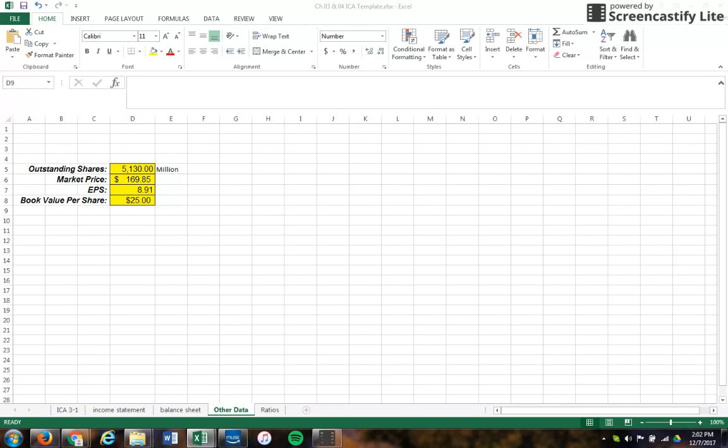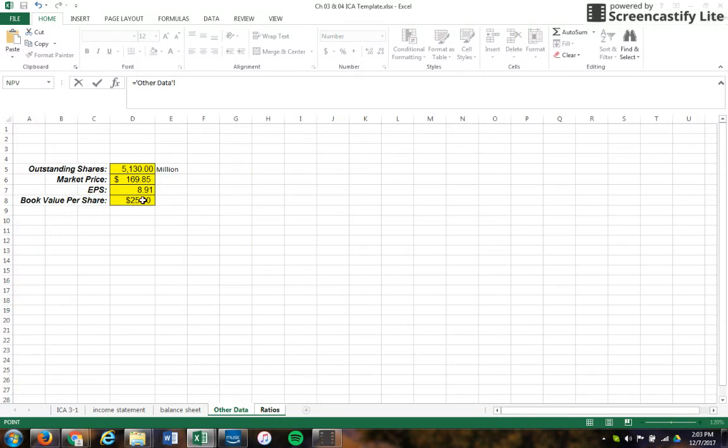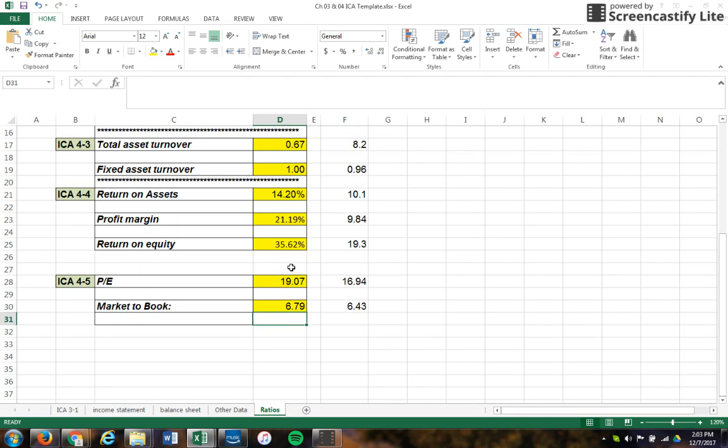Now that we have that, we can calculate the market to book ratio, which is the market price compared to the book value per share. So we type equal sign, other data, market price, 169.85, divided by my book value per share of $25. Hit enter. That gives us a market to book ratio of about 6.79, and we compare that to the industry average of about 6.43. So they're right on target, slightly ahead of industry average, which is pretty good.